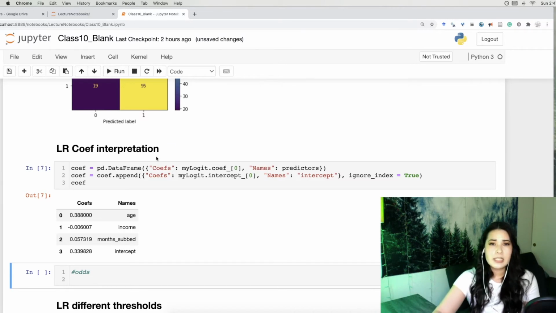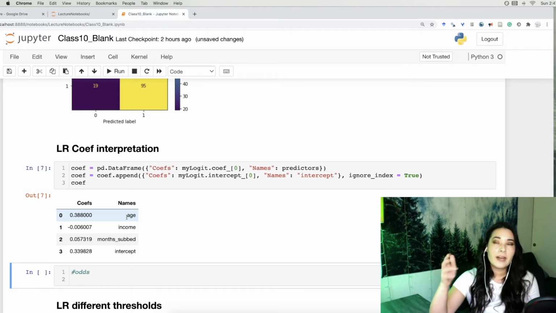So for instance, this is how you would interpret the coefficient of age in the case of logistic regression. We would say that a 1 unit, in this case the unit is standard deviation since we z-scored, and that's very important to mention in your interpretation, a 1 standard deviation increase in age is associated with a 0.388 increase in the log odds of upgrading.